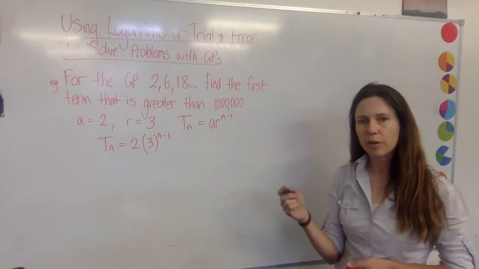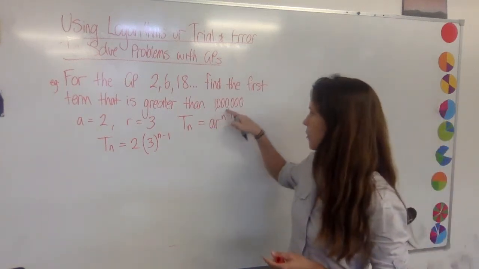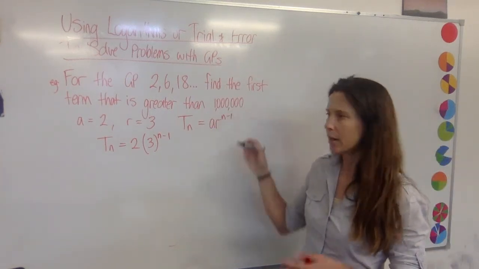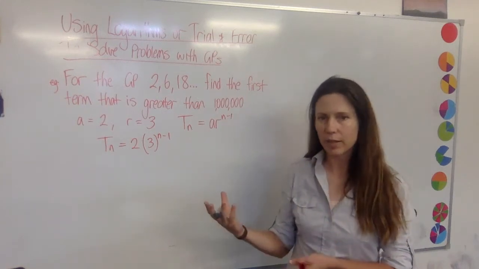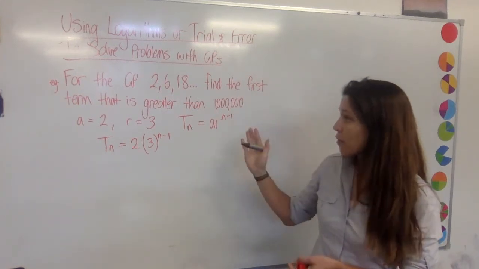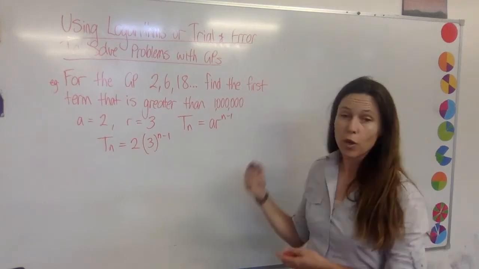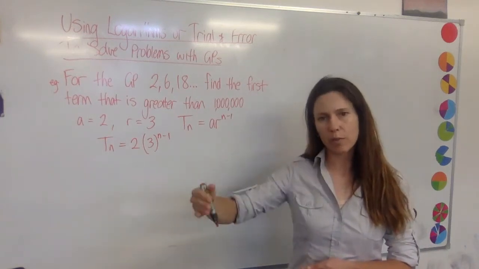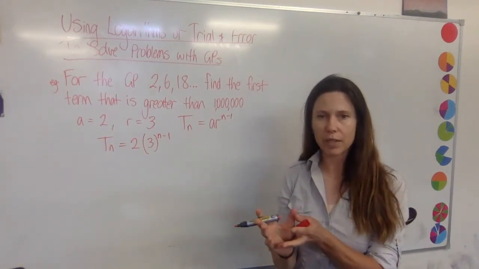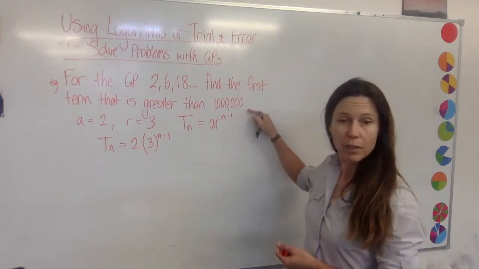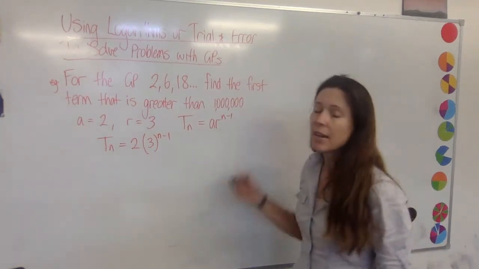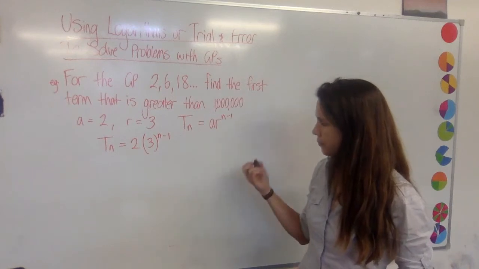Now, which term do I want to find? Well, I want to find the term that's greater than 1 million, and I want to find what n value that's going to have. Then if I want to, I can find what the actual term is. So it's a two-step process. Find what term is going to give you a big number, the size that we want, and then you find what the term is second.